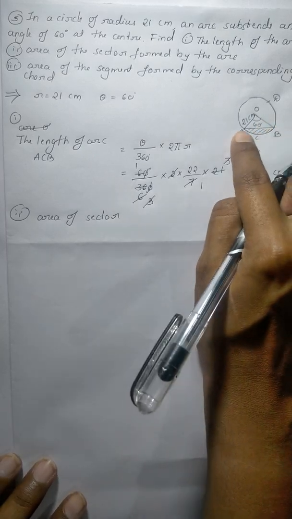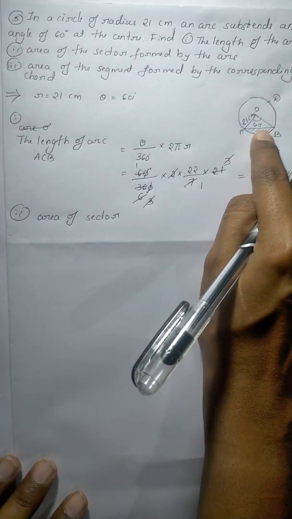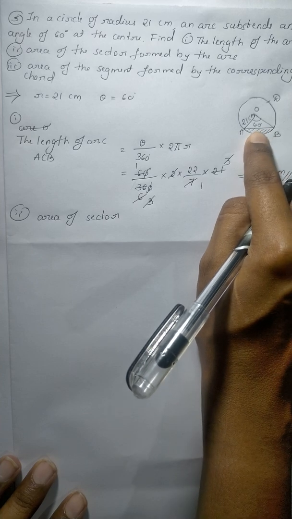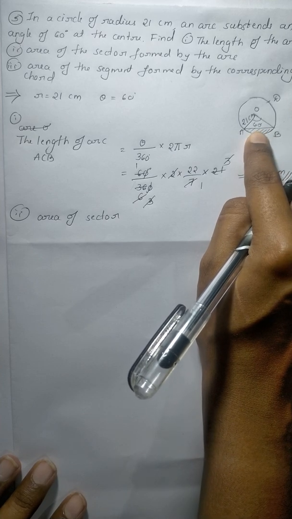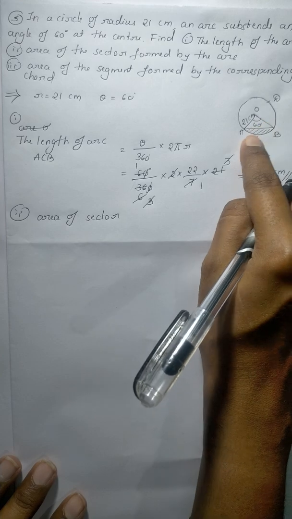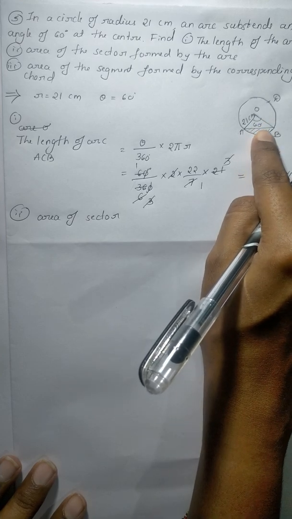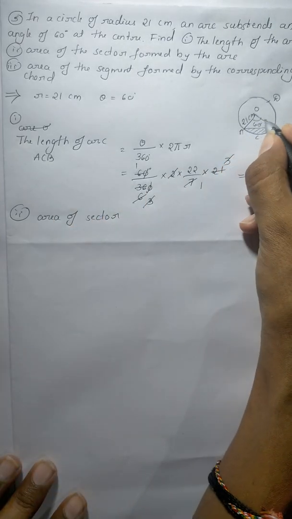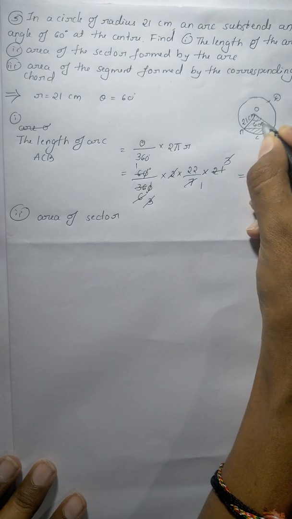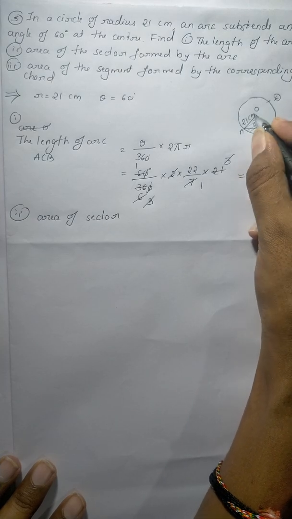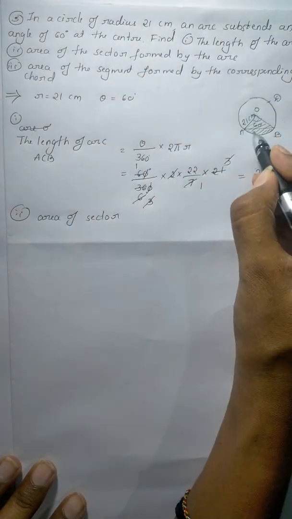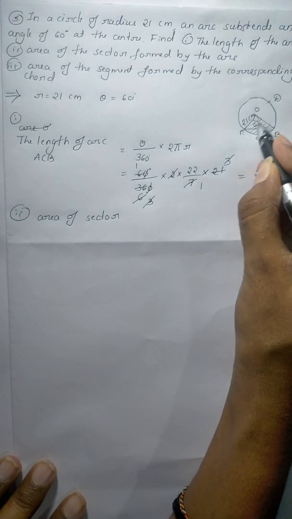So we have to find the minor sector area. To find the minor sector, what is needed? The calculation by using the formula theta divided by 360 pi r square. So we will calculate the area of the whole sector, not the segment. The segment is this one, ACB.